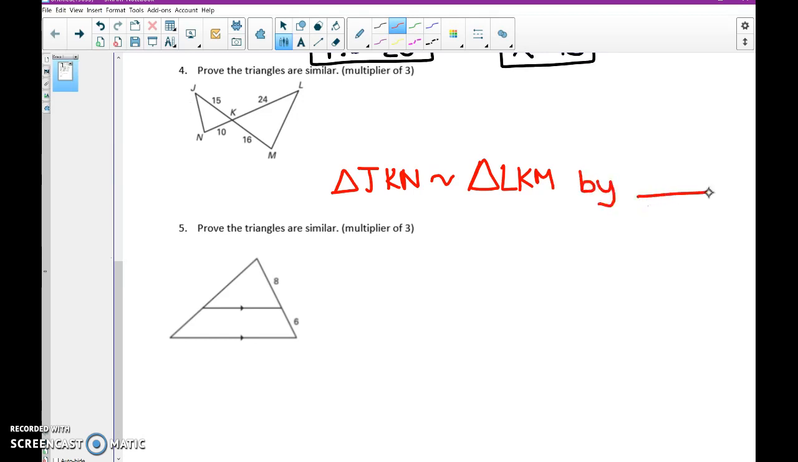Okay, remember we have to say by what reason. We've got a couple options. In fact, we have 3 of them. We have side, side, side, side, angle, side, or angle, angle. Now looking at the picture, what do they provide us with? They provide us with 2 sets of sides. So that kind of lowers it down. I can't use side, side, side.